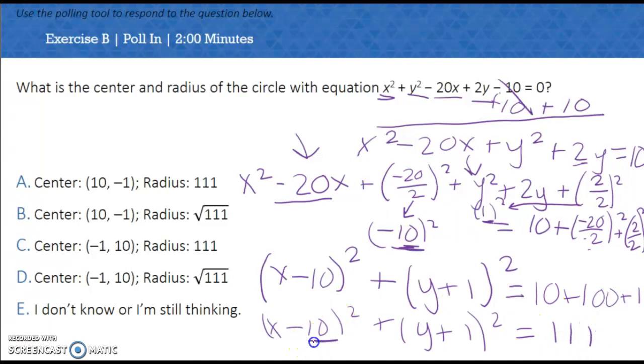So the center is the h, okay? Remember, the signs are opposite of what they look like. So since it's x minus h, h is 10. And then y minus k means k is negative 1. So 10, negative 1, it has to be either A or B. These are backwards. And then the radius, we just take the square root, excuse me, because remember, this is r squared from the formula. So that's r squared, which means to find the actual radius, we take the square root. So the correct answer would be B. Center of 10, negative 1, radius of square root 111.